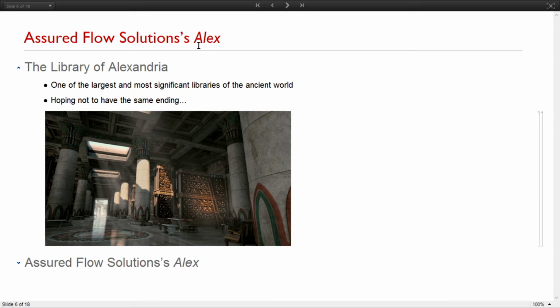So before we started, we had this naming challenge for this R&D tool that we wanted to build, and the winner was someone who submitted the name Alex, and it was named after the Library of Alexandria, which was the largest and most significant library of the ancient world. And it was only about 2 weeks after that someone pointed out that library actually burned down. So we're hoping not to have the same fate with our Alex.